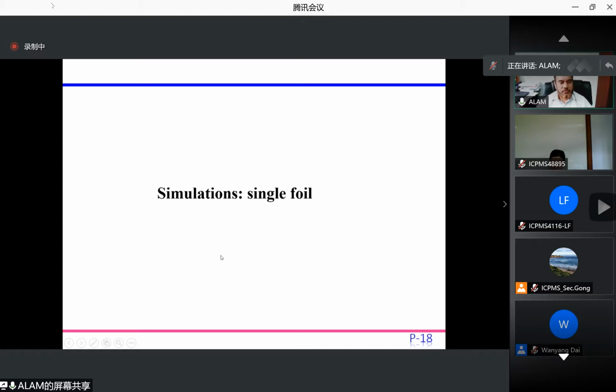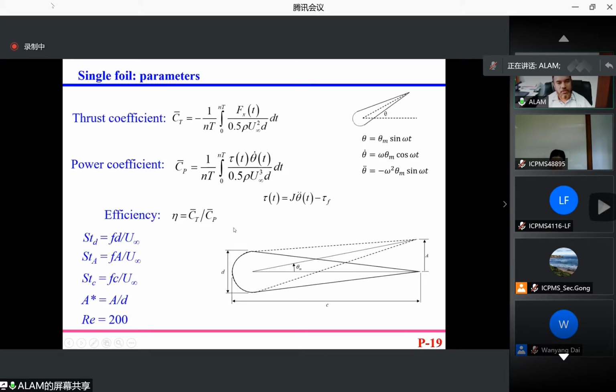Then simulation on a single foil. We did simulation for the single foil, changing the STD. This is the definition: STA is almost the same definition, where STD means based on D, STA means based on A, and similarly STC. And A star is the amplitude ratio. The Reynolds number here was 200.